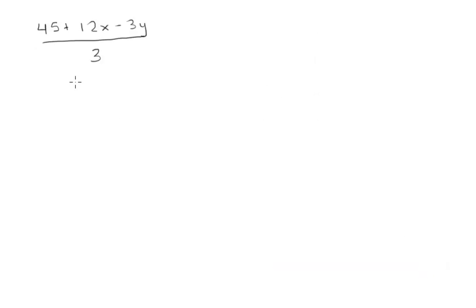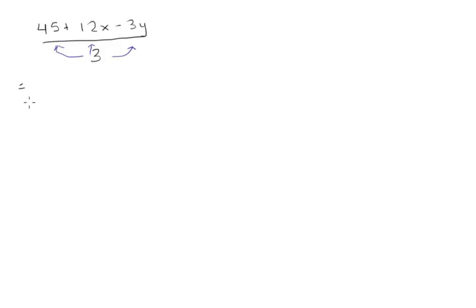So let's say we're asked to simplify this expression, 45 plus 12x minus 3y, all divided by 3. There's no way to combine this 45 and the 12x and the minus 3y because I don't know what the values of x and y are. So I can't combine these all together. I'm going to go ahead and separate them. So I'm going to distribute this division to each term within my parentheses.